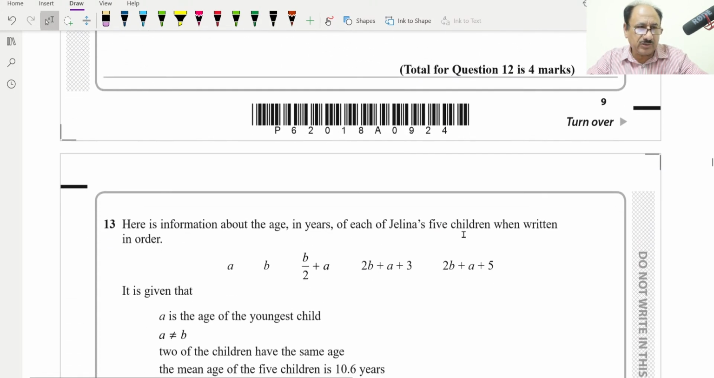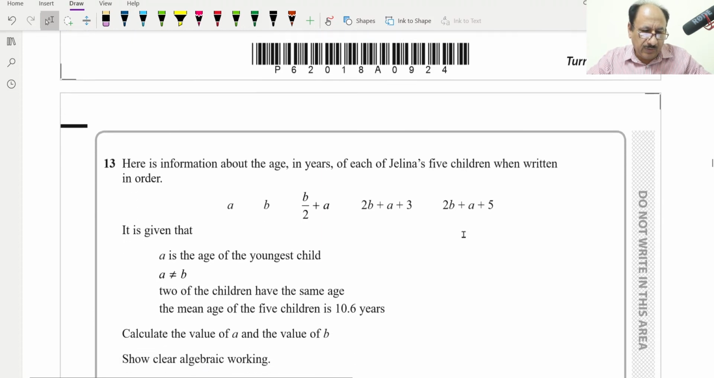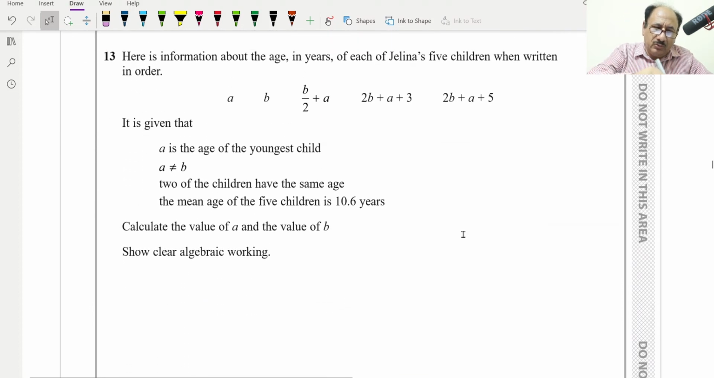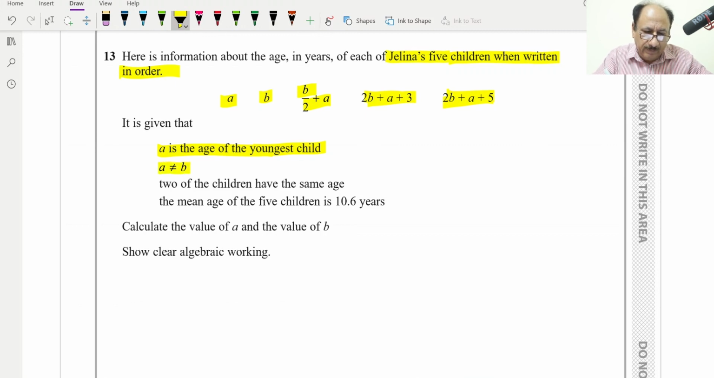Now we can move to the next question, which is question number 13. Here is information about the age in years of each of Jelina's 5 children when written in order. These are the 5 ages they have provided, and the conditions they are showing. It is given that A is the age of the youngest child. So A is youngest, A is not equal to B. Two of the children have the same age.